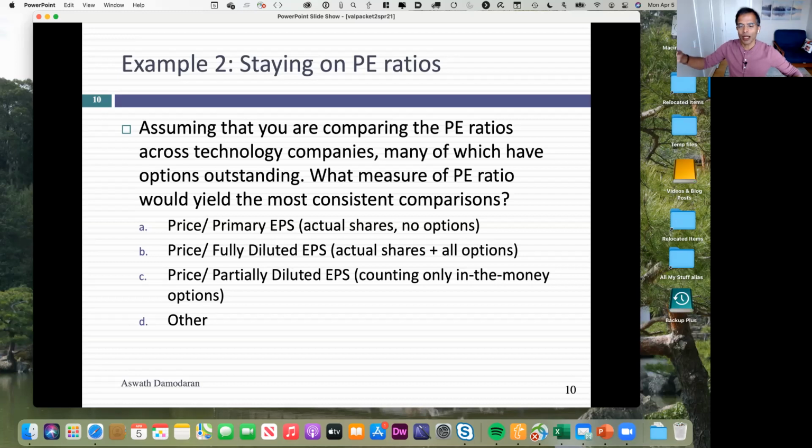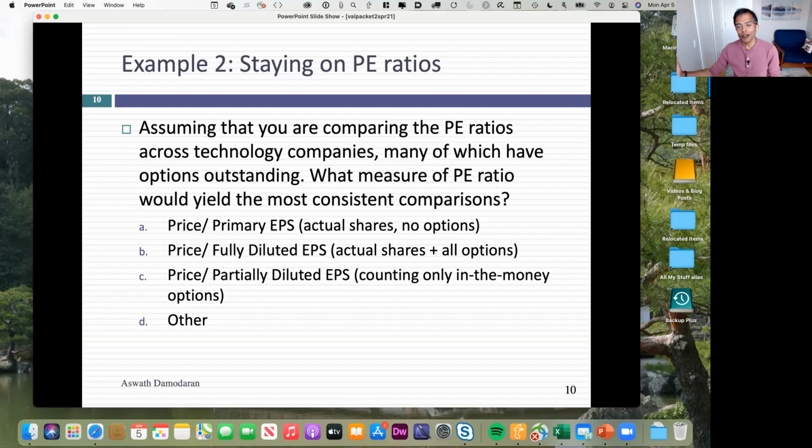I'm taking that low price, I'm dividing by an earnings per share that doesn't reflect the options outstanding. Companies with a lot of options will look cheap to me because I've divided the price per share, which is low because you have lots of options, by an earnings per share that doesn't reflect those options. I'll end up buying a lot of Cisco in my portfolio because it looks cheap to me.